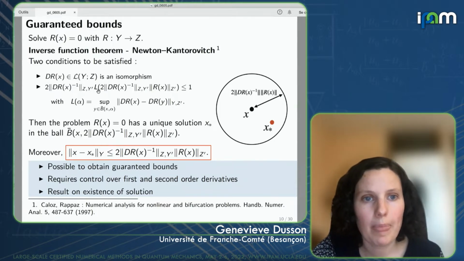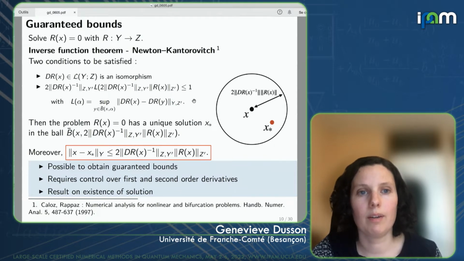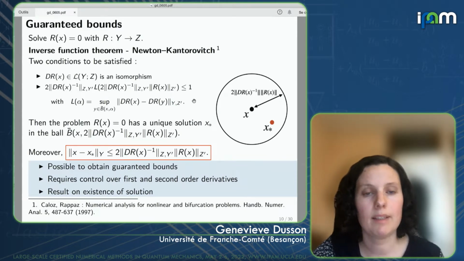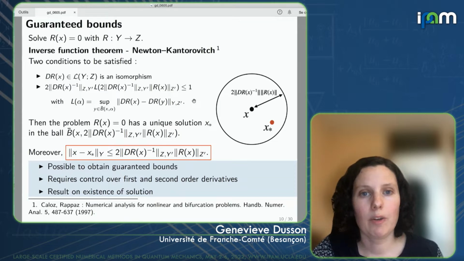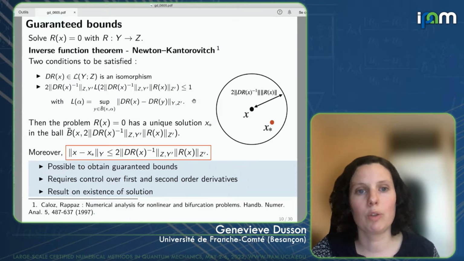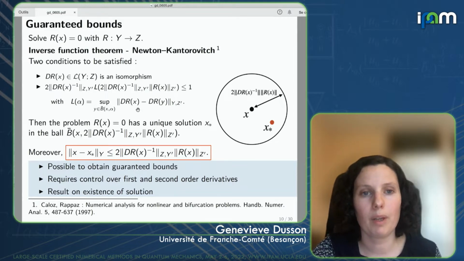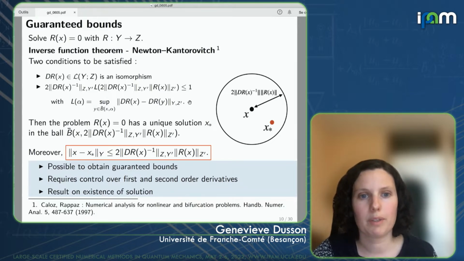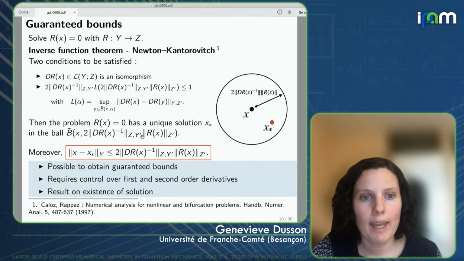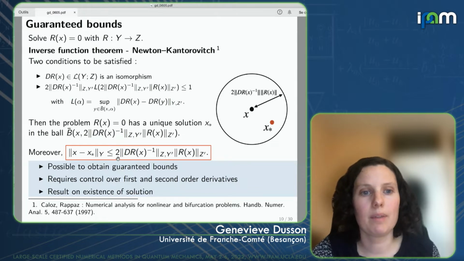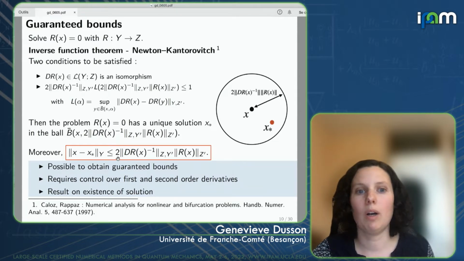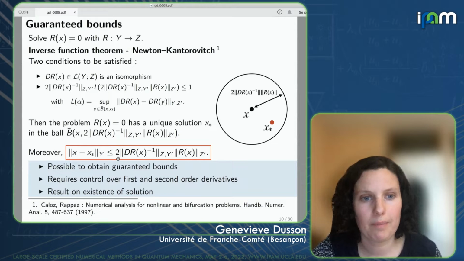And so the second assumption that needs to be satisfied here amounts basically to controlling the second order derivative. So here we have the variation of the differential. So overall, it amounts to controlling second order derivatives. And so in a way, we have lost a factor 2 in the battle, but this is what's required to obtain a guaranteed bound at the end.